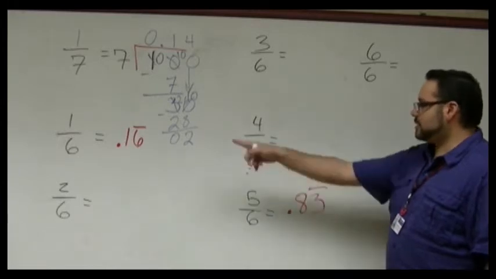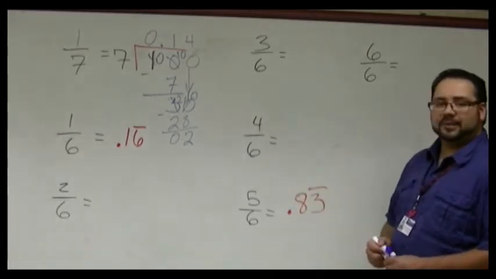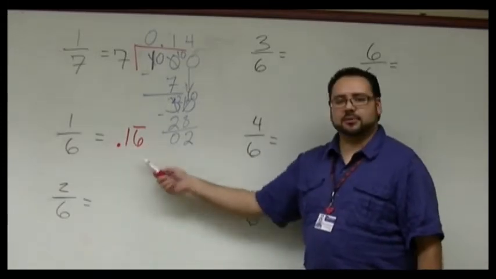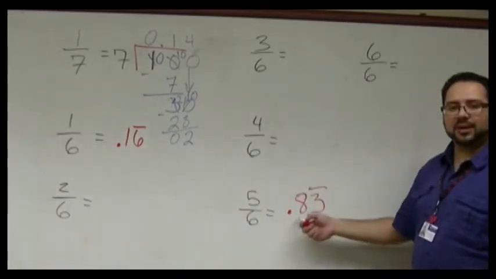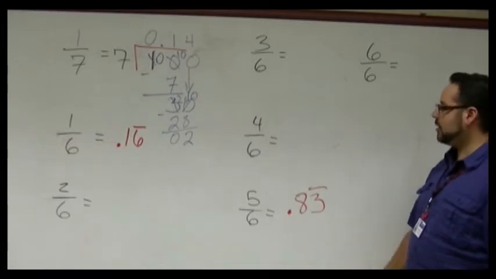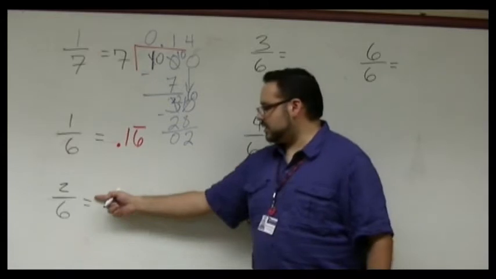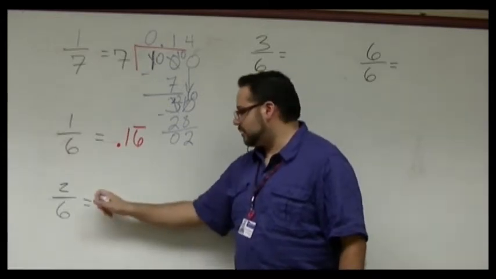So you have to memorize these 2 numbers that are in red. That's just the shortcut. If you memorize this one, it's kind of easy because you have the same numbers. And then you have to memorize this one, 0.83 bar on the 3. And then you're done.